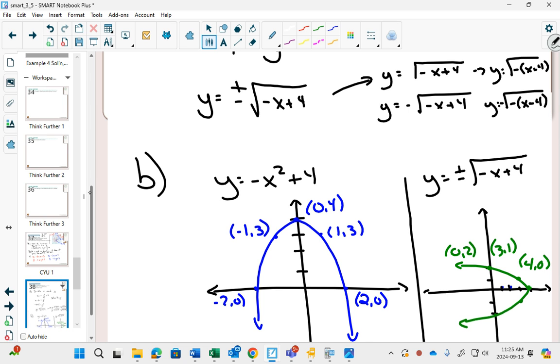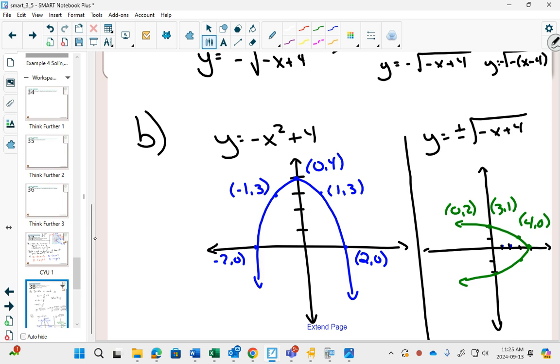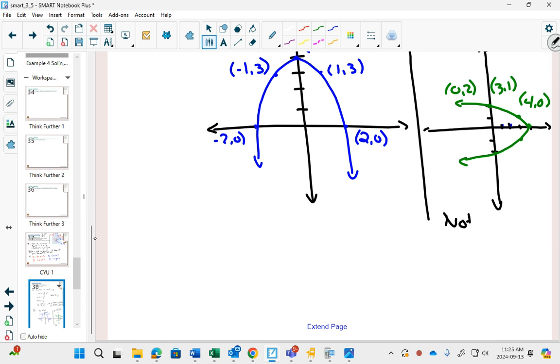Okay. Part C here says, is the inverse a function? Is the green one a function? No. Green one is not a function because it doesn't pass the vertical line test.